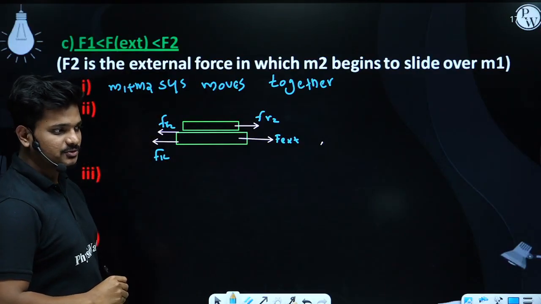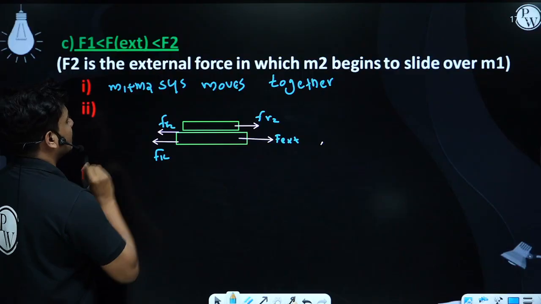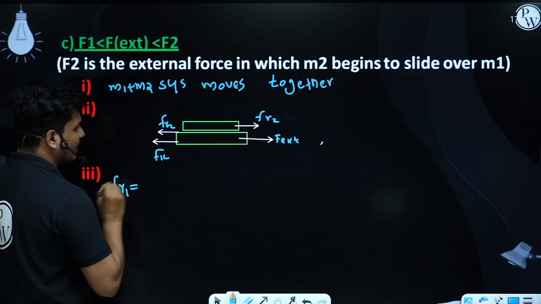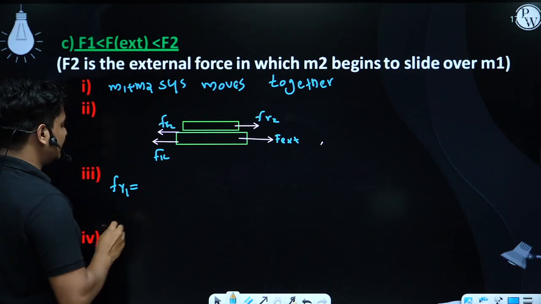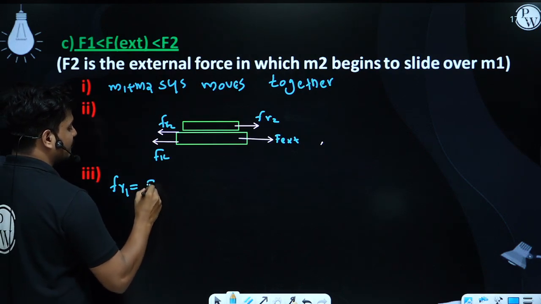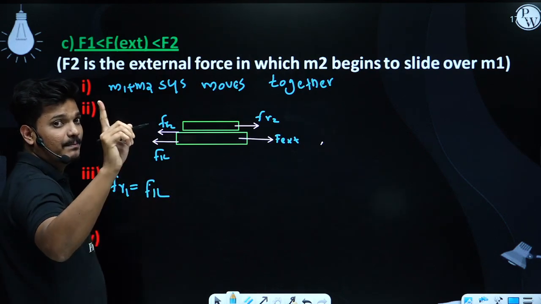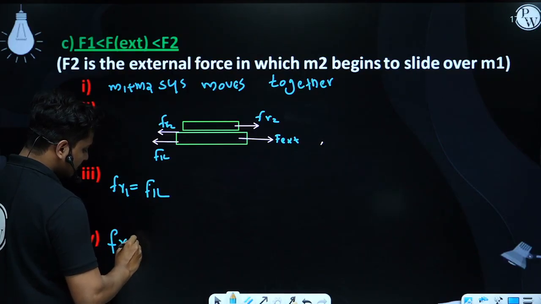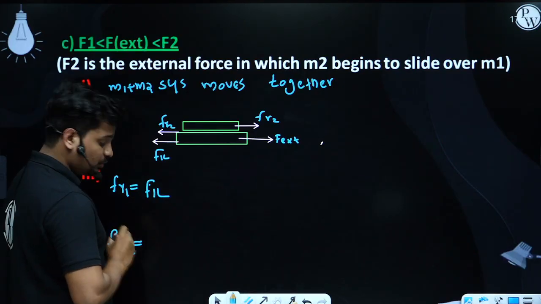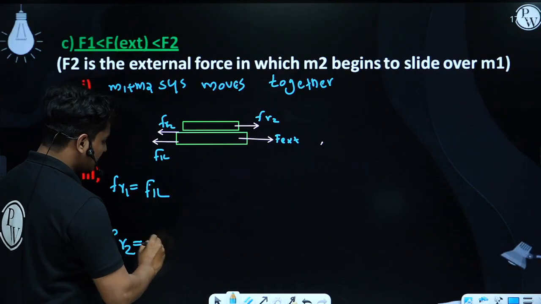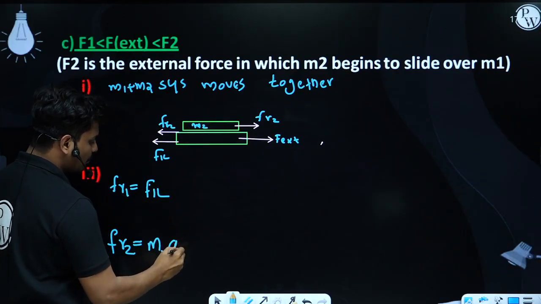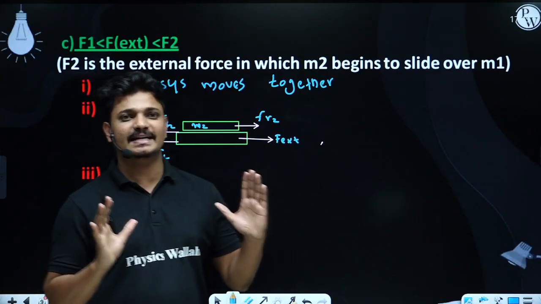Hope it is clear, students. Okay, the next one, M1. Then what happens to our FR1 value? FR1 is equal to F1L, already reached the maximum value. Then what about our FR2? FR2 is equal to what force? Mass of this one, M2, and we know both bodies move together with AC.